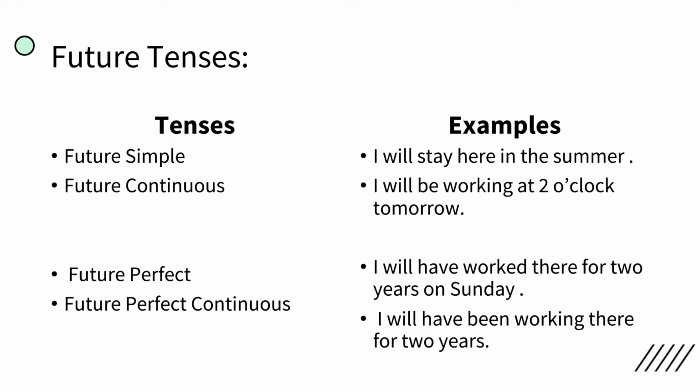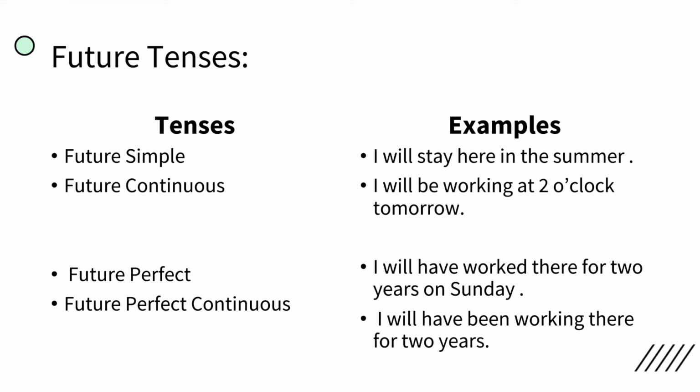Future continuous. I will be working at 2 o'clock tomorrow. We use this for a moment in the future. We have a future perfect. I will have worked there for 2 years on Sunday.